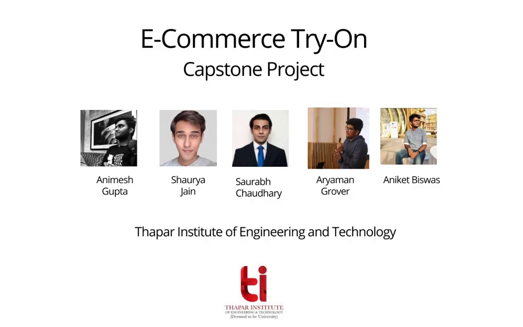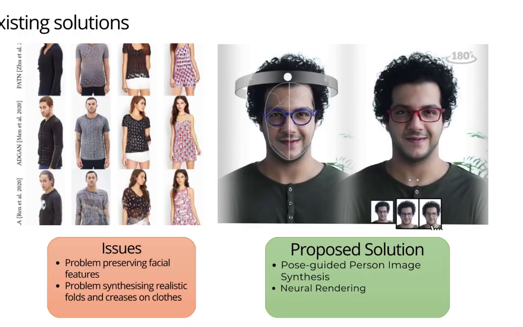Hello everyone, we will be presenting our Capstone project titled E-Commerce TryOn. Our project aims to provide a solution for e-commerce websites to let users try on the clothing articles offered. By simply uploading a photo of themselves, they will be shown how they would look in the clothing article of their choice, using a generative model. Furthermore, the model also provides repose functionality, which allows users to generate images of how they would look in different poses.